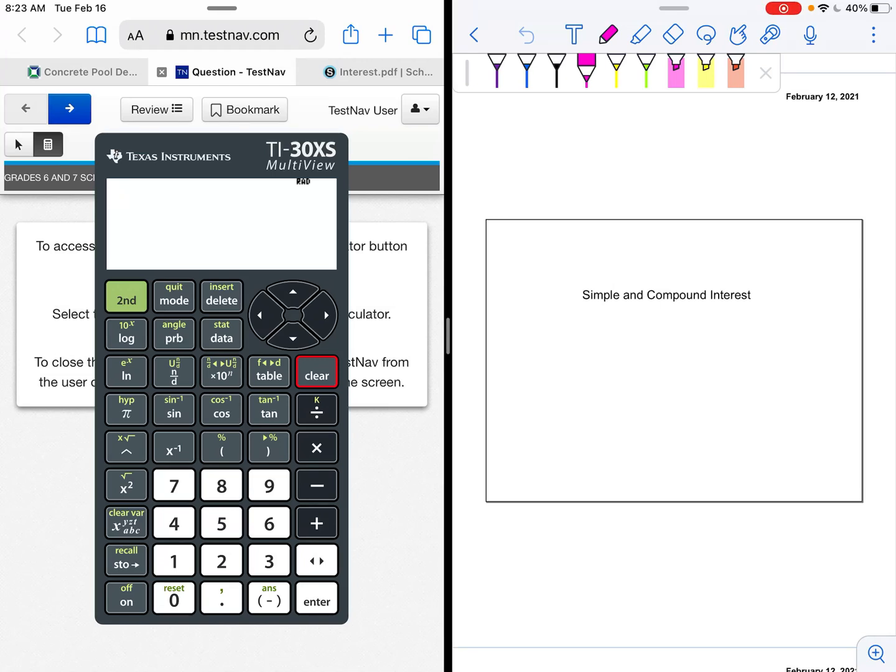Good morning. Today's lesson is about simple and compound interest. We're going to start with simple interest, so you do need a calculator. You can see I have one open here on the left-hand side of my screen.